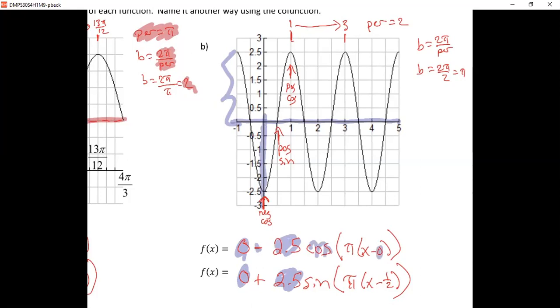shift. If I want to do this as a positive sine, it would be positive sine and x minus 1/2. Now, the b value, once again, is 2 pi divided by our period. Well, what's our period? Going from here to here, that distance is 2. So 2 pi divided by 2 is pi, which is why we see the pi out.